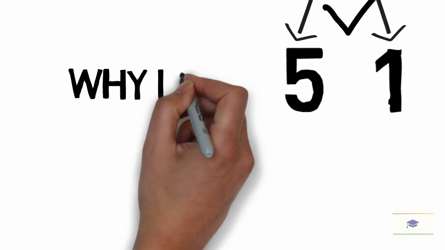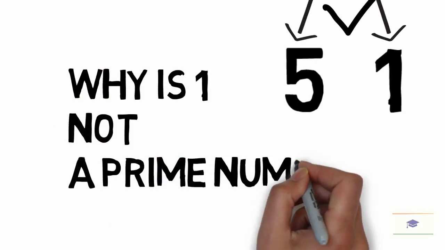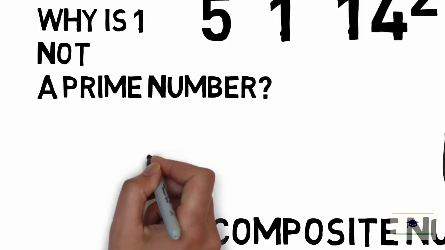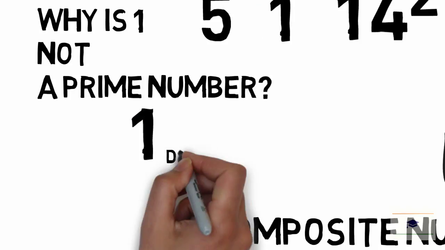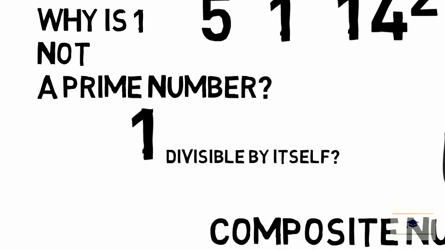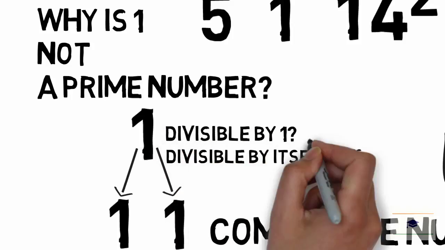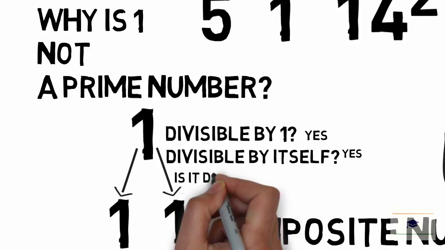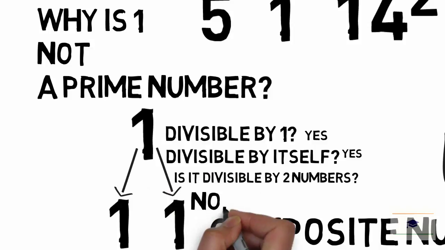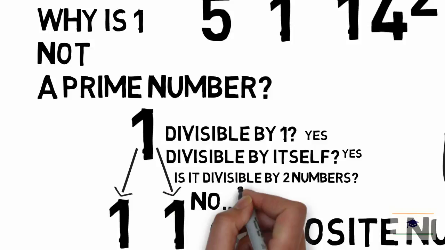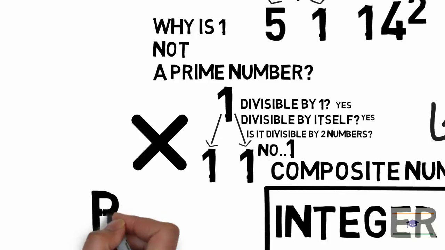People may ask you, why is 1 not a prime number? Can you make any guesses as per the definition? So is 1 divisible by itself? Yes, it is. Is 1 divisible by 1? Yes, it is. But is it divisible by two numbers? No, it isn't. It is only divisible by one number. Hence, it is not a prime number.